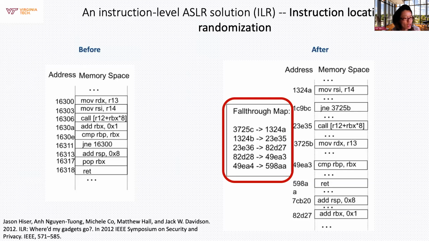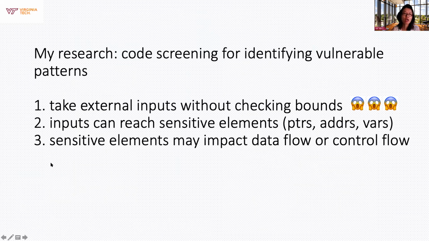Then with instruction level ASLR, the addresses just look so random. But then you have this fall-through map, or whatever you call it, that tells you if you want to find an address, where the real location is. And so you will still be able to chain them together. So that's the basic idea.